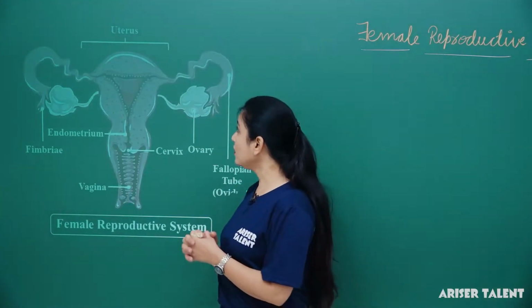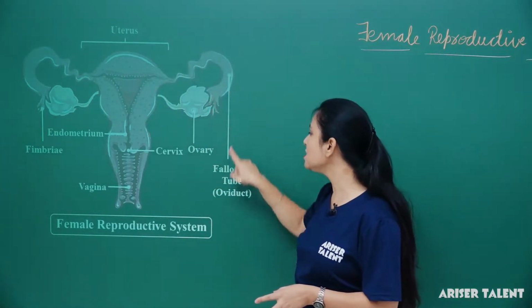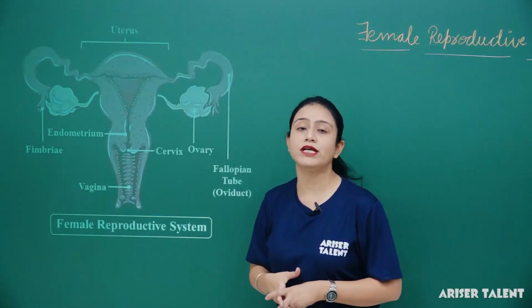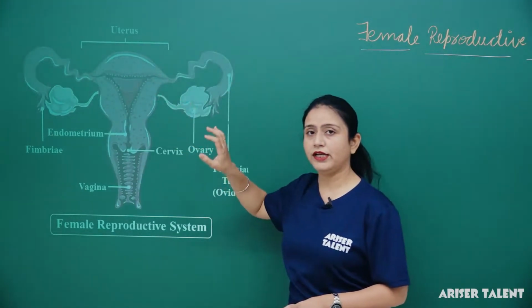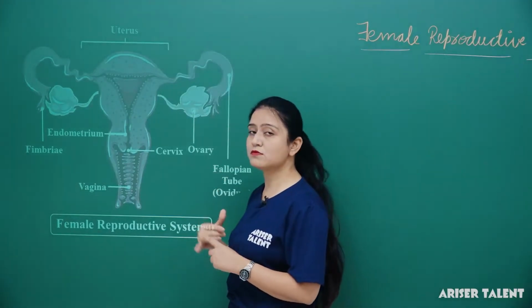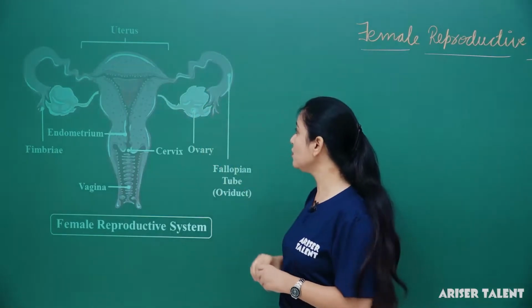Now let me tell you about the second organ, that is the fallopian tube. Here we can see the fallopian tube, also known as the oviduct. It has a tubular shape and it is muscular. It is almost 20 centimeters long.